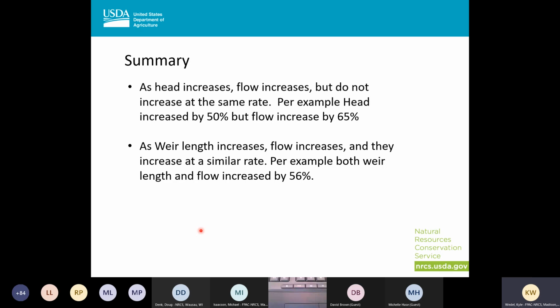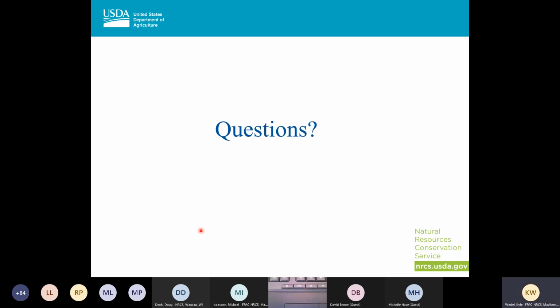And then as weir length increased, flow increased, and they increased at similar rates. So I increased my weir length by 56%. My flow also increased by 56%. Do you have any questions on weirs?